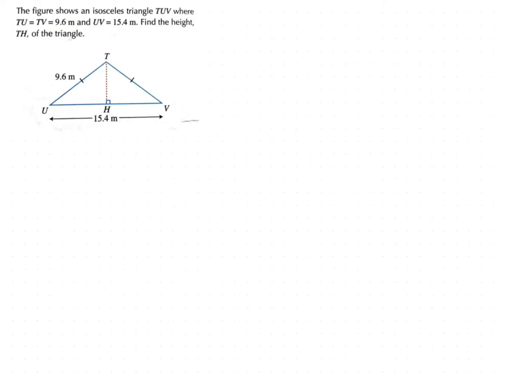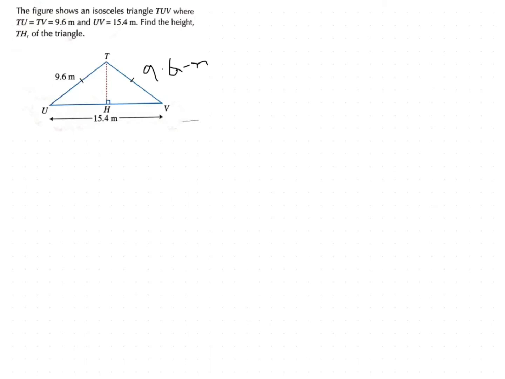So here's our last question. As you can see, there is an isosceles triangle, and in the isosceles triangle the sides are the same, so it will be 9.6 meter as well. If we divide the isosceles triangle into two equal parts, we will get two right angle triangles. We have to find the TH. We can either find it by that triangle or that triangle. It doesn't affect your answer at all.